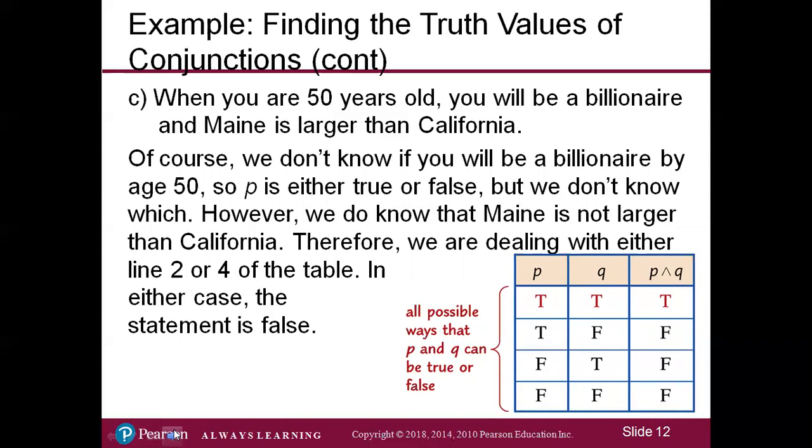All possible ways that P and Q can be true and false are listed in the first two columns. Our conjunction is listed in the last column. Our truth table result here is the last column.